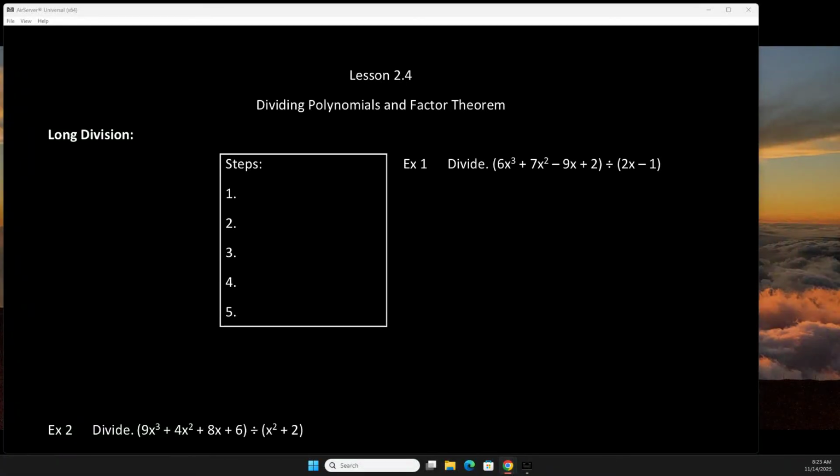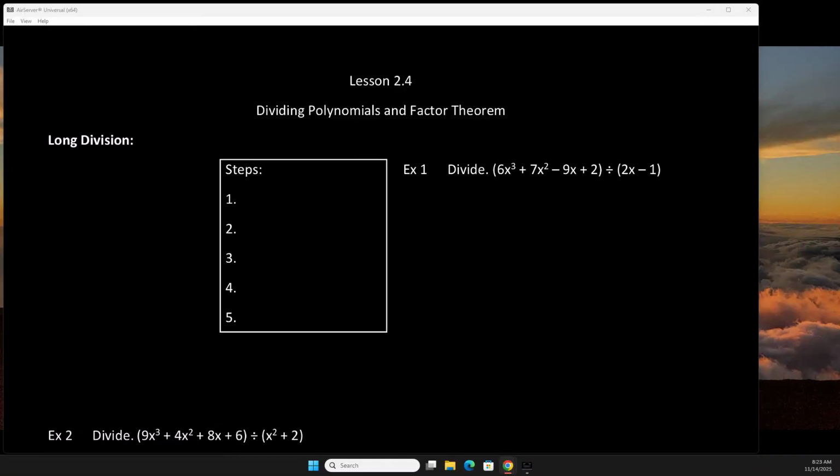All right, so this lesson is going to be on dividing polynomials. Today we're just going to be doing the division by long division, and then tomorrow we'll do the factor theorem and synthetic division.